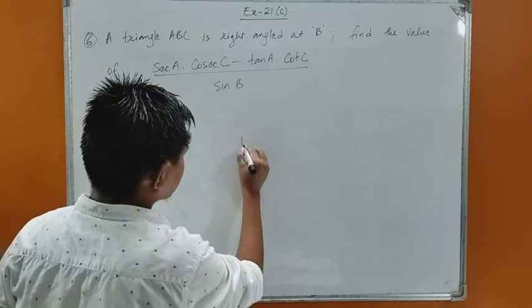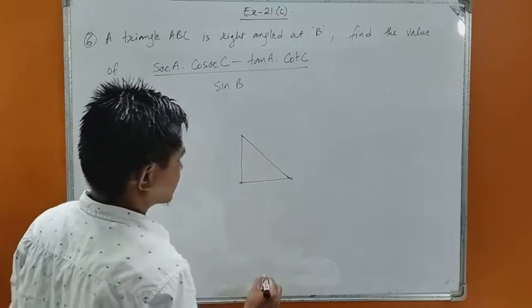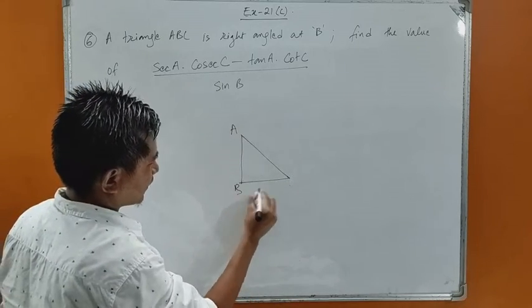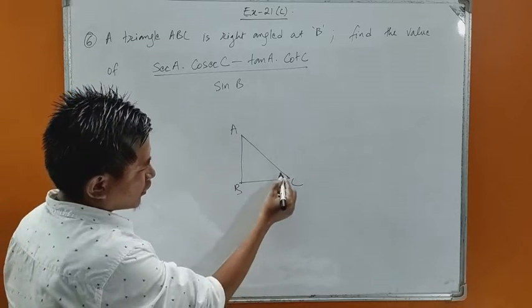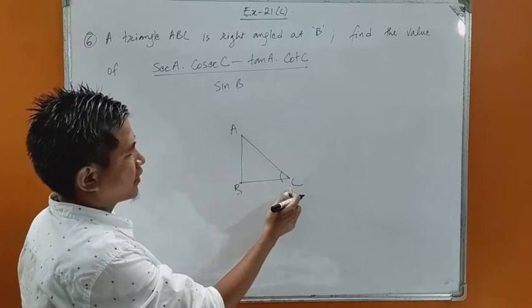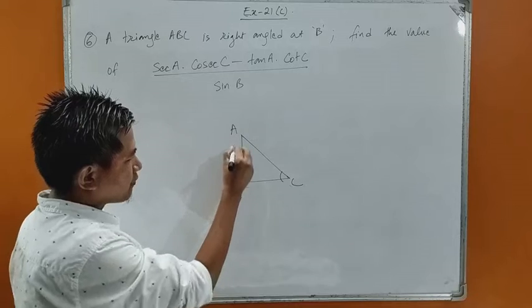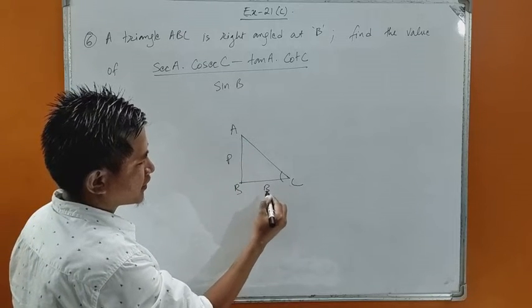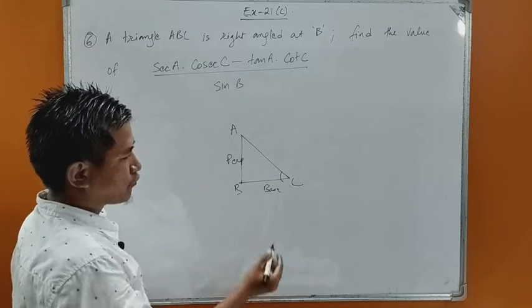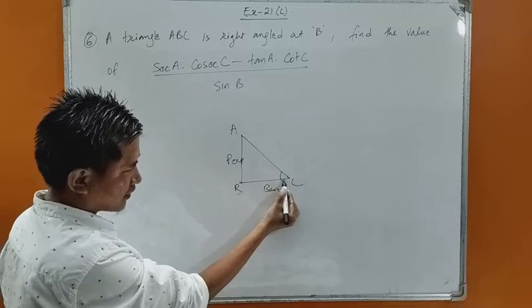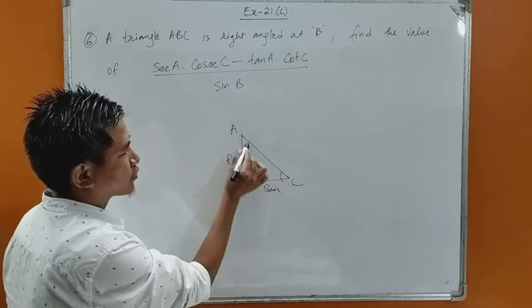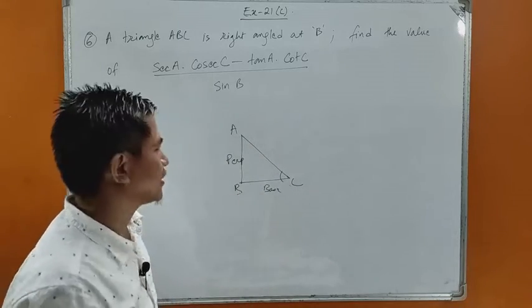Suppose this is a right angle triangle. First let us understand the triangle. This is A, this is B, and this is C. Now if you are talking about this angle C, then your perpendicular will be AB and base will be BC. Hypotenuse will be AC. Hypotenuse is the longest side, it will remain fixed.